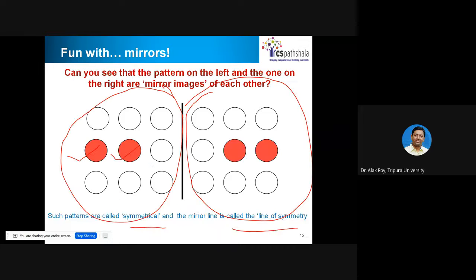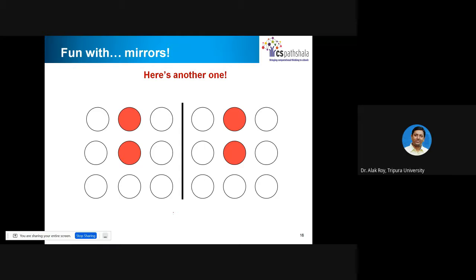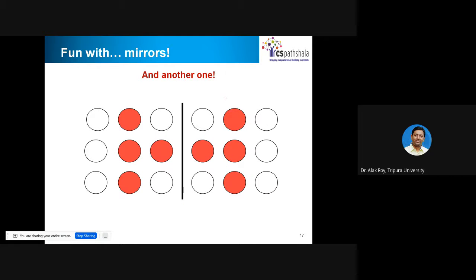Okay, let's repeat. This line is known as the line of symmetry, and this pattern is symmetrical. This is another example. The line of symmetry is the black color line, and this is a mirror image of the first one. Okay, so it is symmetrical.